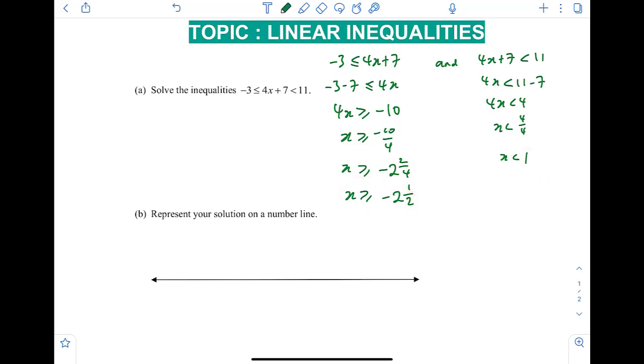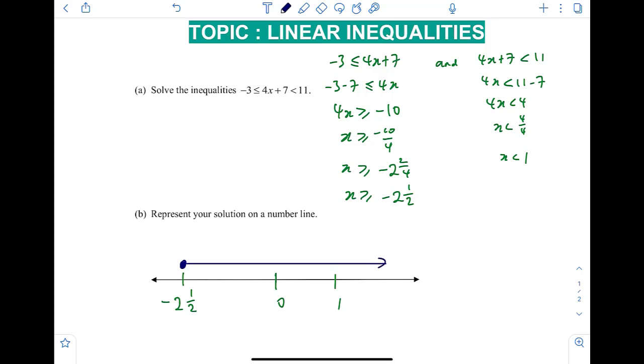So 0 is here. It's good to write your zeros first. 1 is here, negative 2.5 is here. Okay, so x is more than or equal to negative 2.5. What we do is we have a shaded circle because there is an equal portion, so we have an arrow that goes this way.